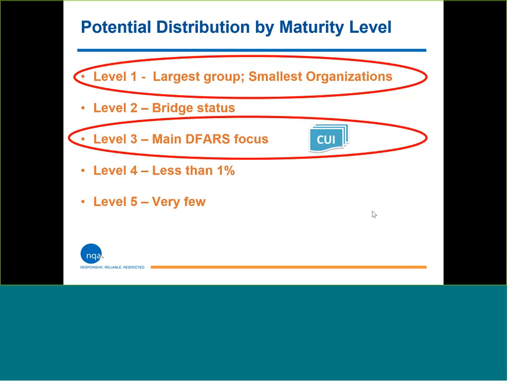General consensus is level 4 and above is going to be in the single-digit percentages. Less than 1% is generally the number I've thrown around, and again, bear that in mind. That's less than 1% of 300,000, so it's still a good number of organizations, but it may not be many folks on the call here tonight, for example.